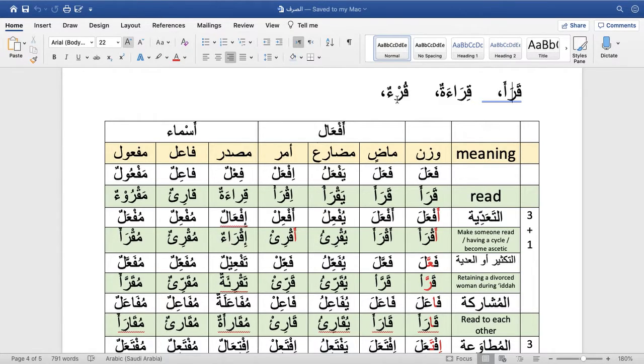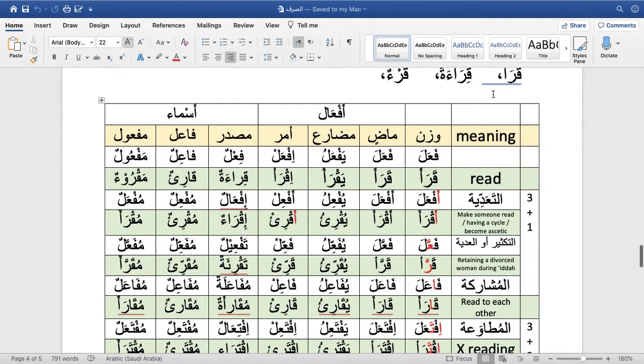Now there is a slight khilaf on whether it means a cycle from menses to the next menses or from طهر, meaning purity, to the next purity. But على كل حال, it has to do with the female menstrual cycles, and there are fiqh issues linked to that, and we shall see how that reflects in the different awzan of this basic root ثلاثي مجرد of قرأ.